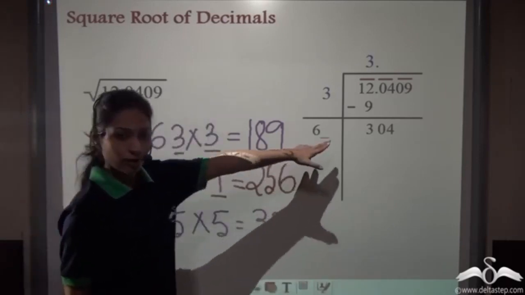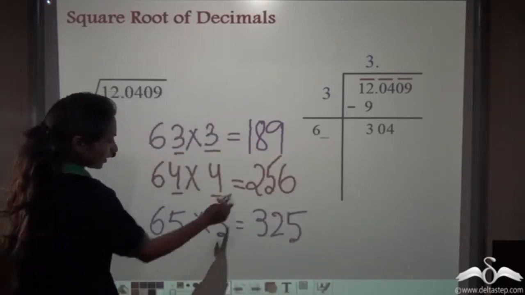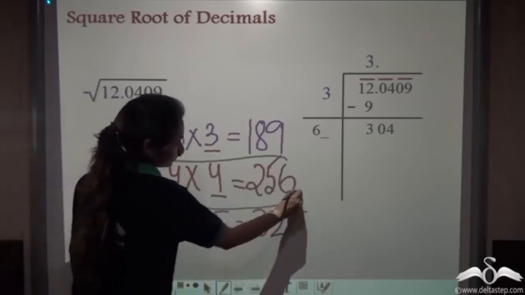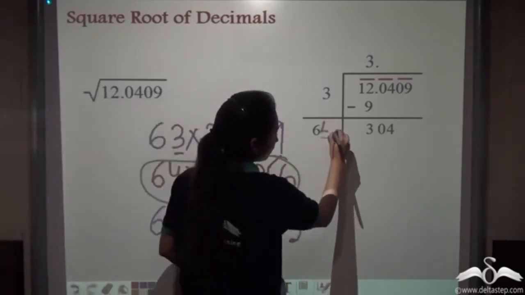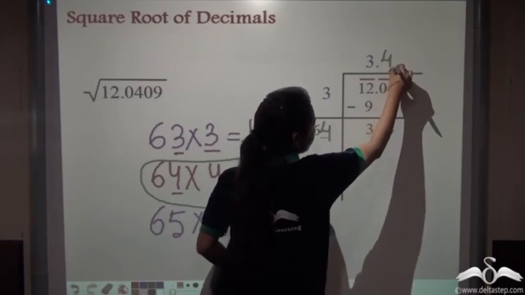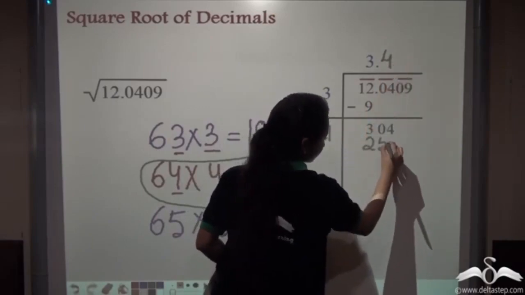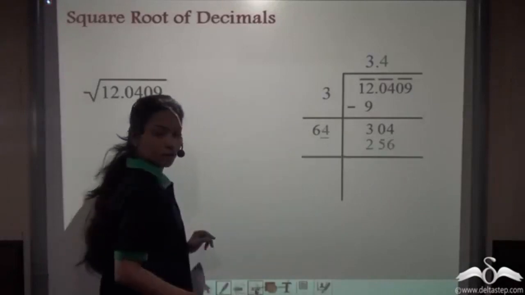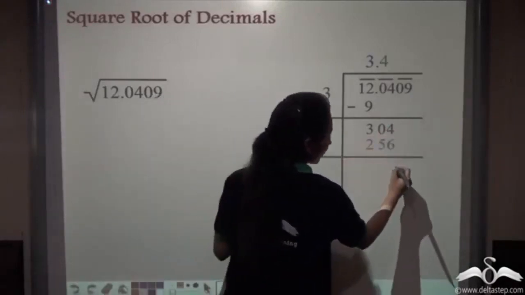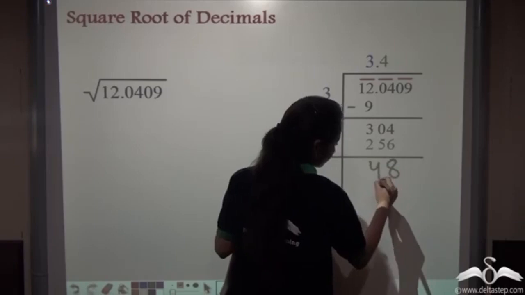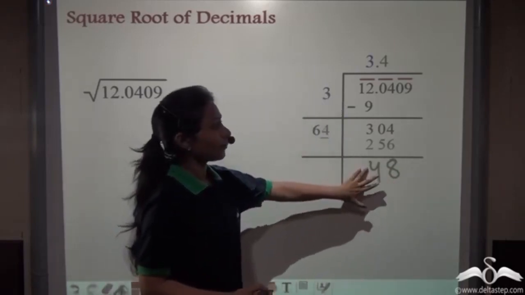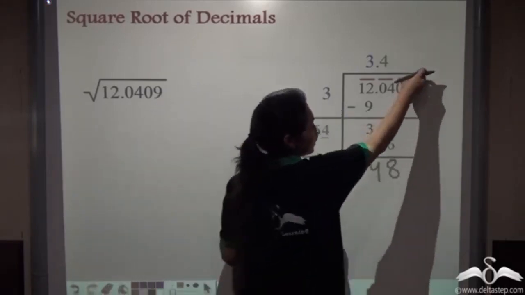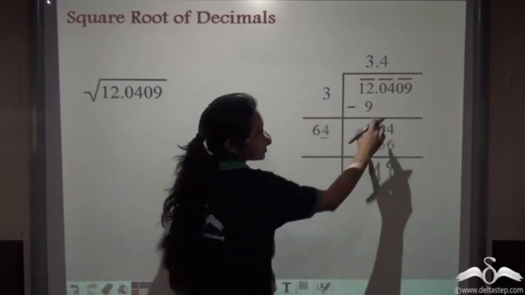Now this is going beyond 304, so the option that we'll take is this one. So put 4 here and put 4 here also. Now find out the remainder. What do you get? Now after we find out the remainder, what do we do? We copy the next pair of digits, that is 0, 9.